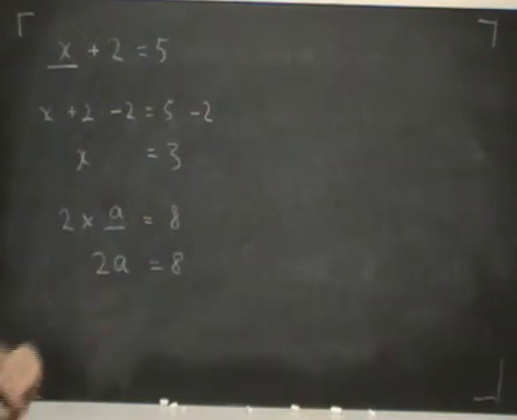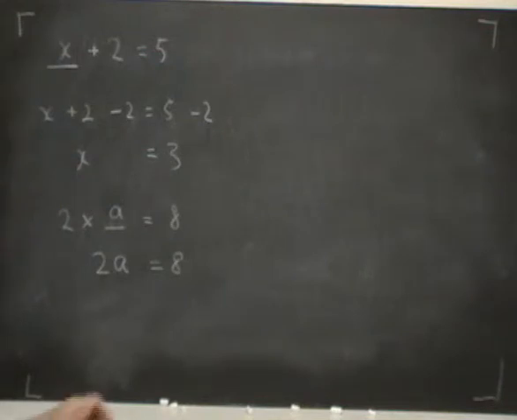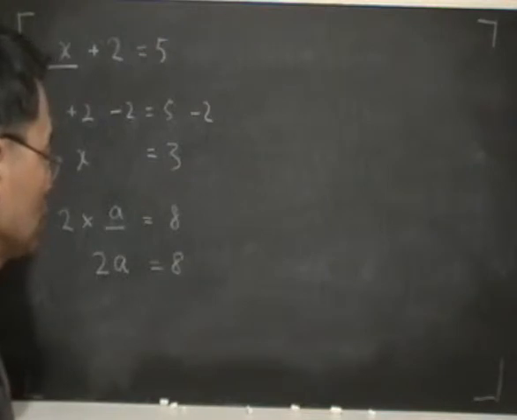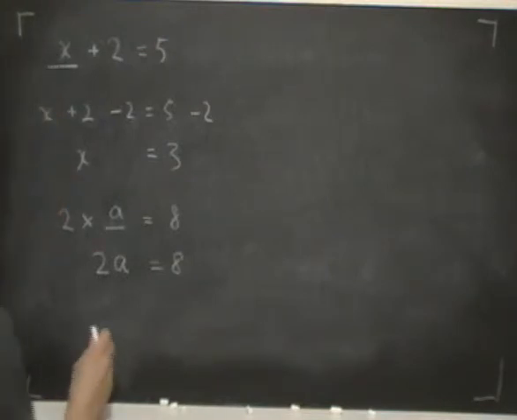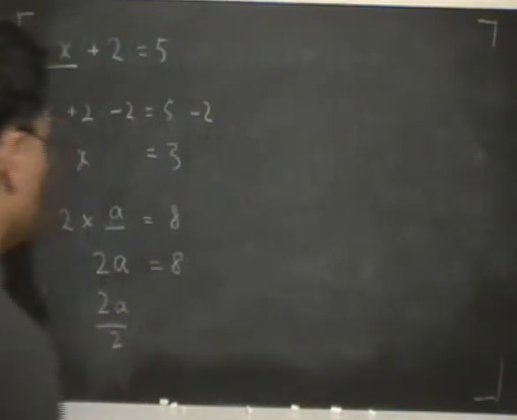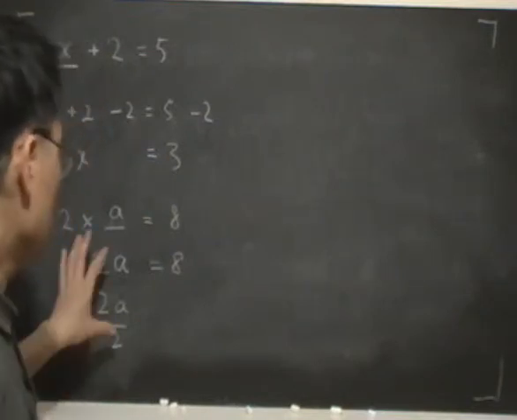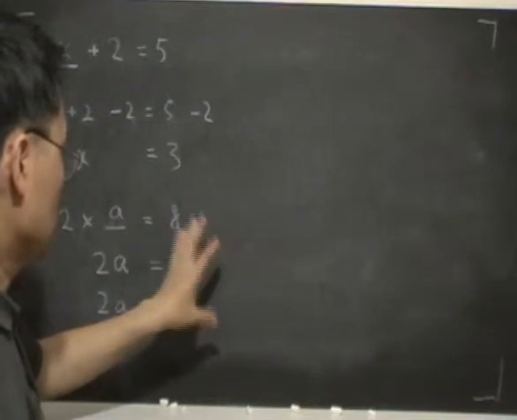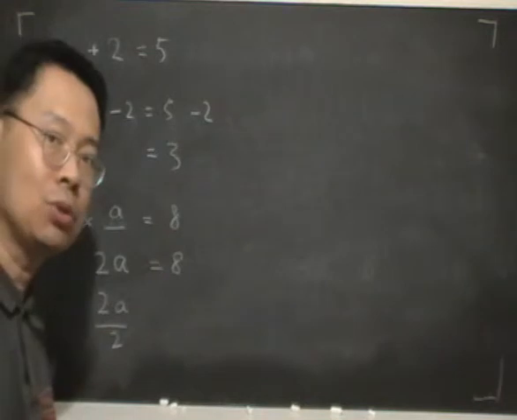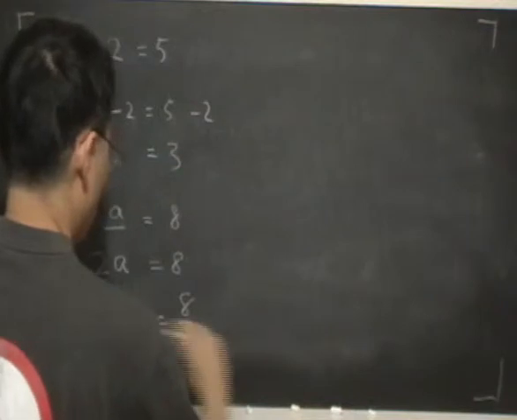Now we have a 2 times A here, so we could get rid of the 2 if we divide the left side by 2. If we do this, 2A over 2. Divide that by 2. But of course, in an equation, to make the right side equal to the left side, if I divide the left side by 2, I must also divide the right side by 2.